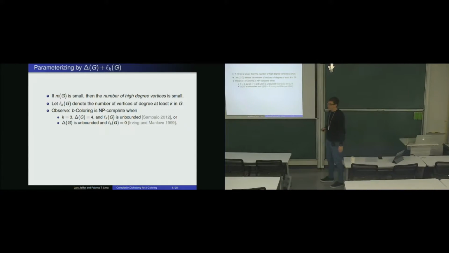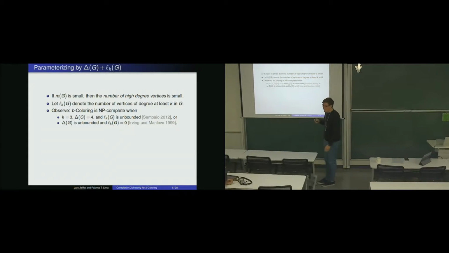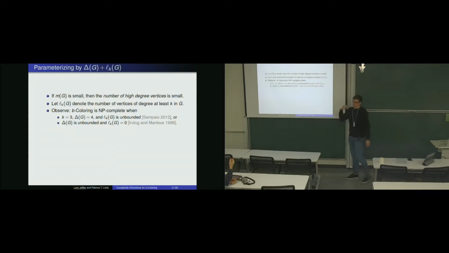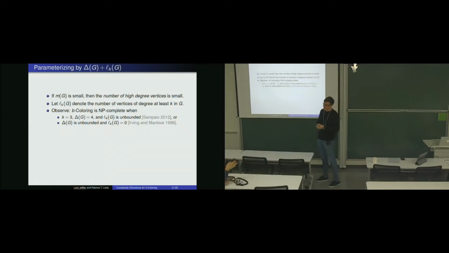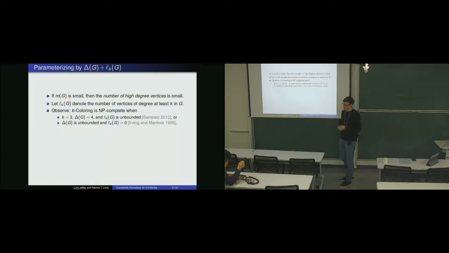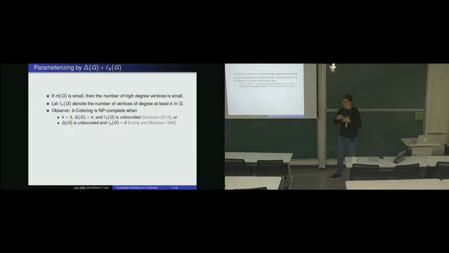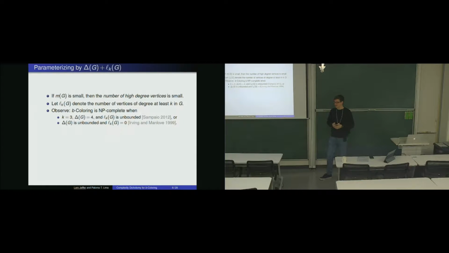Can you remind the definition of M? So m of g is the maximum integer I, such that we have at least I vertices of degree I minus 1. Like the H index. At least I minus 1 or degree exactly I minus 1? At least. So it just guarantees potentially the existence of the B vertices for I colors.